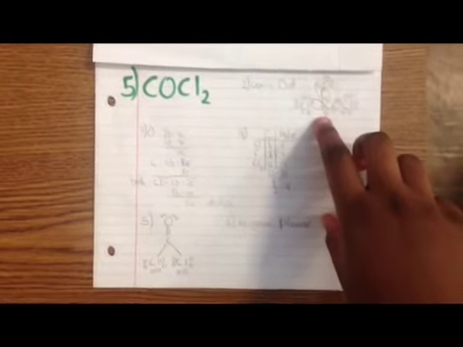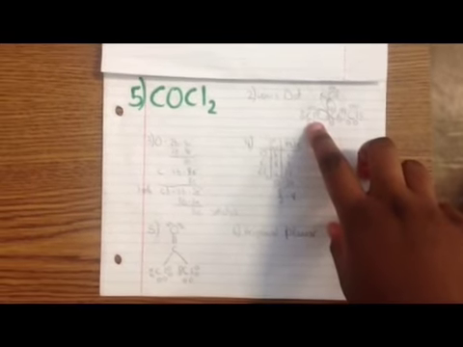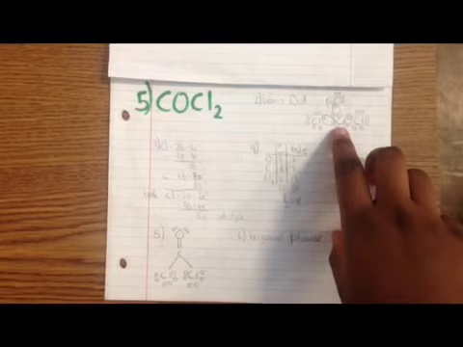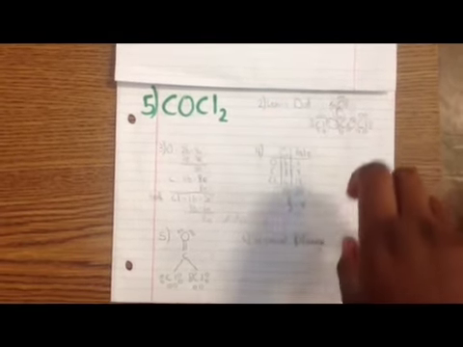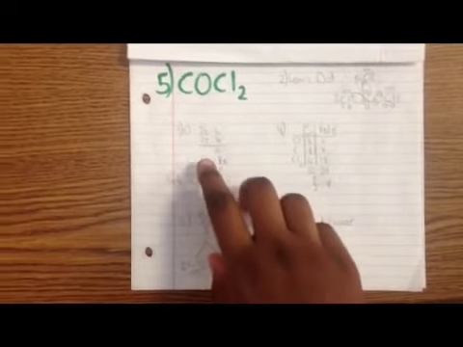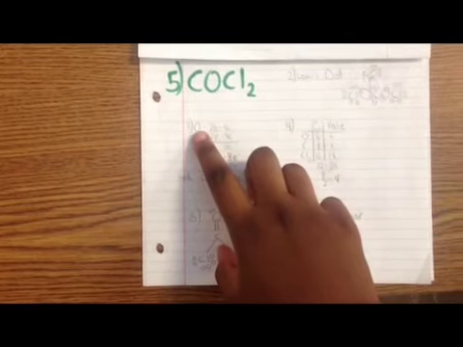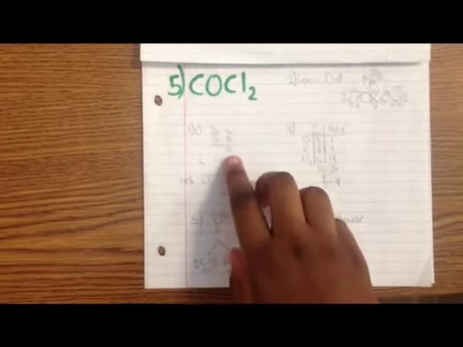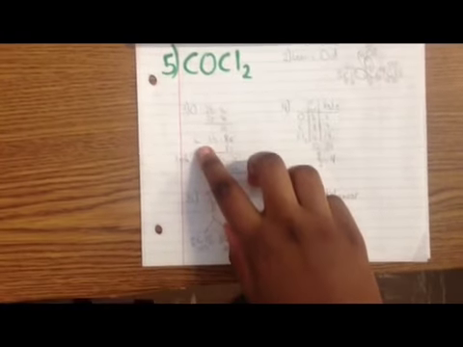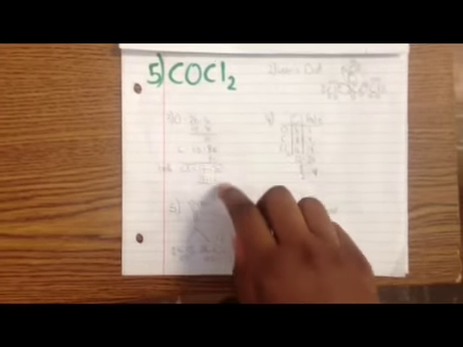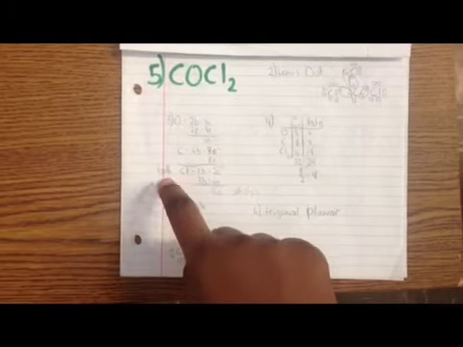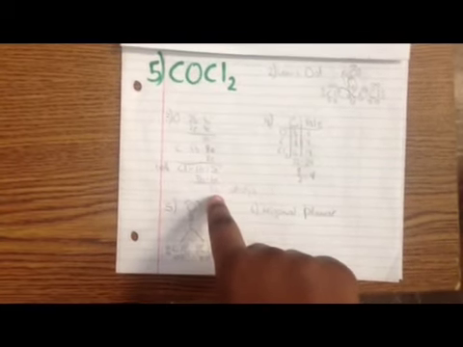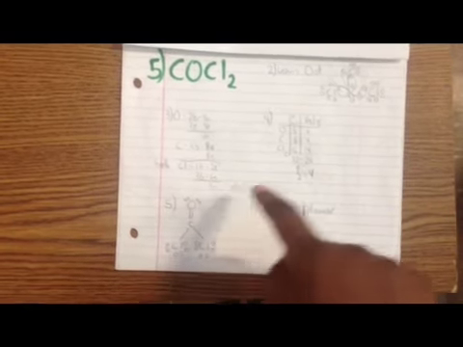Number 5, COCl2. The Lewis dot structure has 7 electrons around each Cl, 4 around carbon, and 6 around oxygen. Oxygen has 2 bonded, so that's 4 electrons, 2 pairs, 4 electrons each, adds up to 8 electrons. Carbon has 4 bonds, so 8 electrons. Cl in both of them has 1 bond, 2 electrons, 3 pairs with 6 electrons, which adds up to 8 electrons, satisfying the rule of 8.